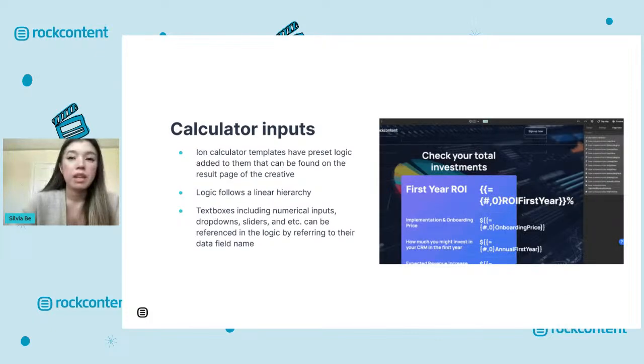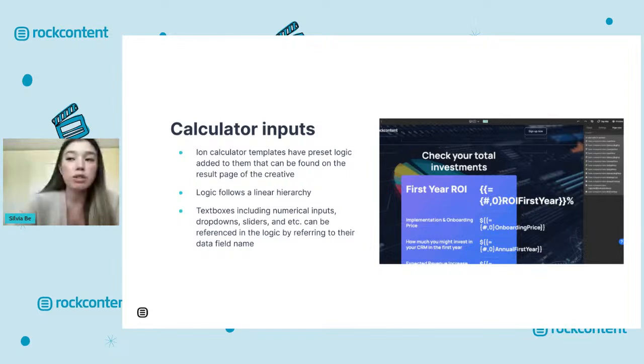Calculator inputs. Calculator templates are preset, have logic added to them, and can be found on the results page. Logic and functions may not fit the calculator that you're intending to build, but they act as a guide for custom content. The rules displayed have conditions and actions used, formulas, and how data is saved. The rule is written in a linear hierarchy. It can be overwritten by one another if they share the same field.